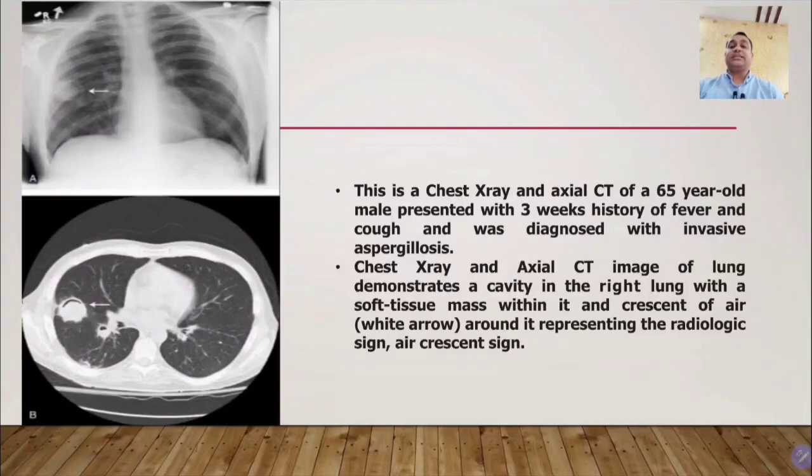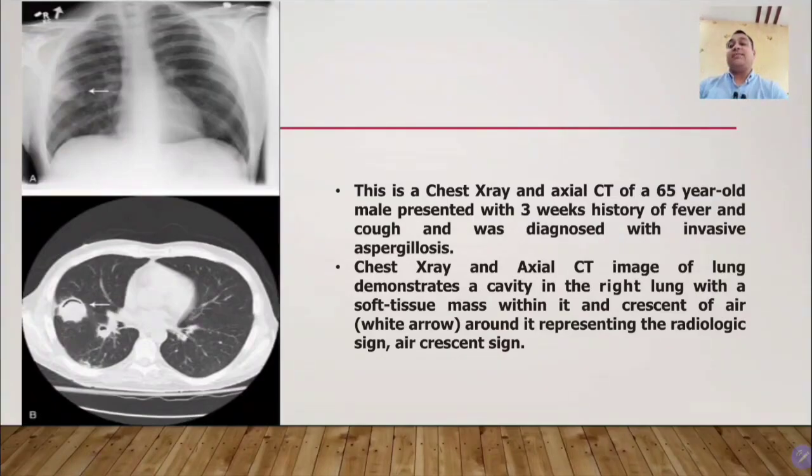This is a chest X-ray PA view and an axial CT scan of a 65-year-old male who presented with a 3-week history of fever and cough and was diagnosed with invasive aspergillosis. The chest X-ray and CT scan of this patient show a cavity in the right lung with a soft tissue mass within it and a crescent of air surrounding the mass, shown here with the white arrow, representing the radiological sign called the air crescent sign.